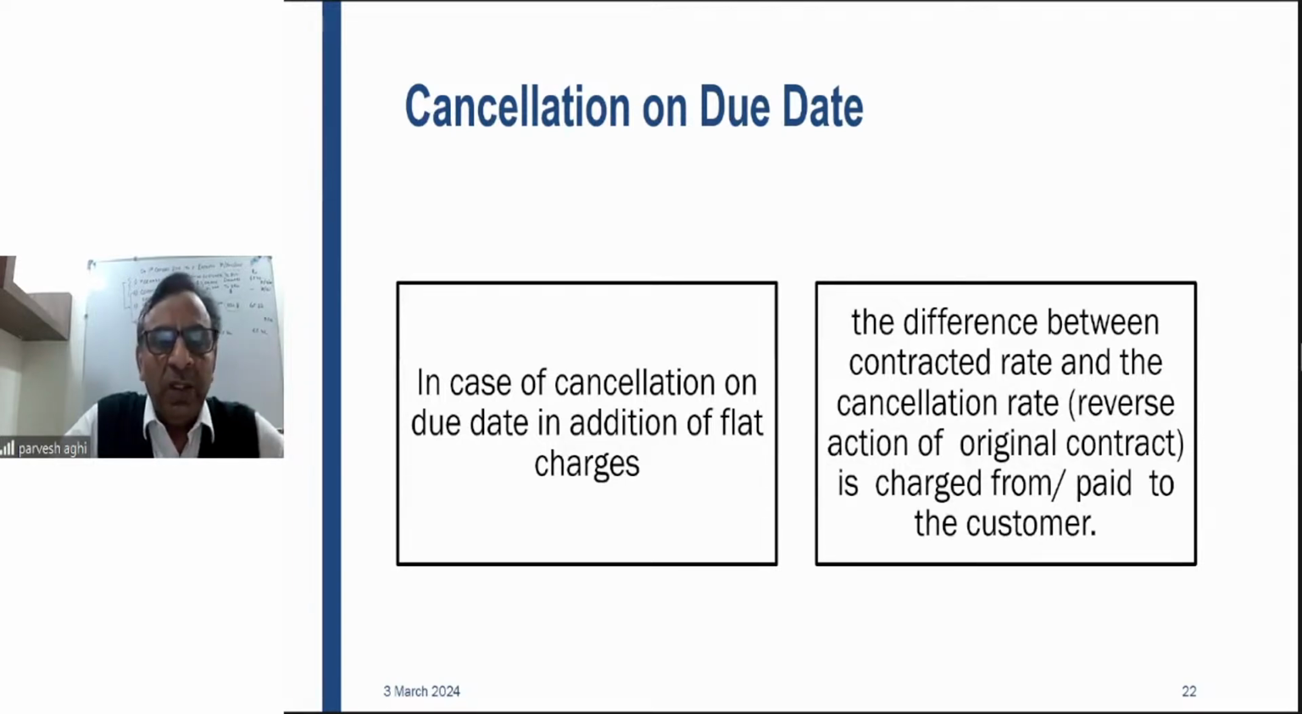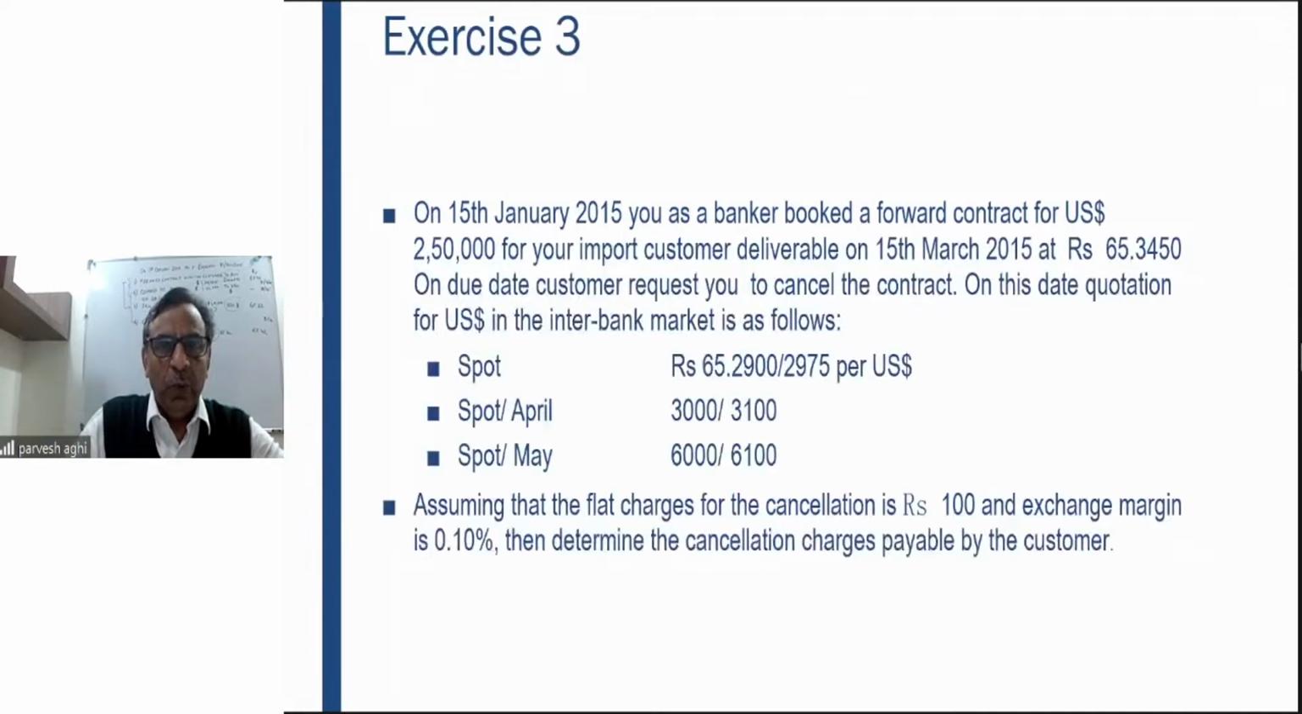So since you have entered the forward contract, now you're canceling it. So there will be a reverse contract. If you bought it, now you're going to sell. If you sold earlier, now you're going to buy, so that the contract is over. So if you suffered a loss, the bank is going to charge from you. If there's any gain, the bank is going to pass on that gain to you.